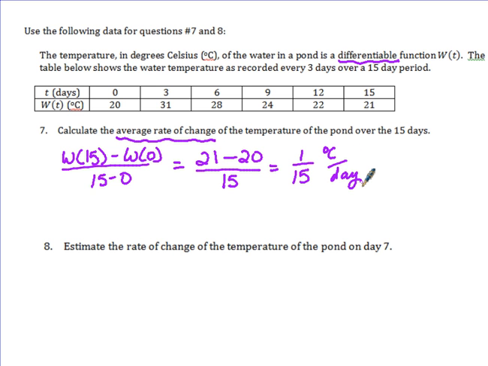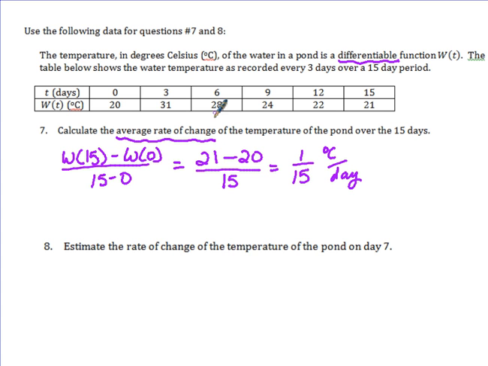Now obviously that's not a lot of change, and the data in the table seems to indicate that more radical change was going on. But if I'm just comparing the temperature on day 0 and the temperature on day 15, there is very little change, which makes my average rate of change very small. In question 8, they ask us to estimate the rate of change of the temperature of the pond on day 7. Well, if I look at my table, I don't have a day 7.